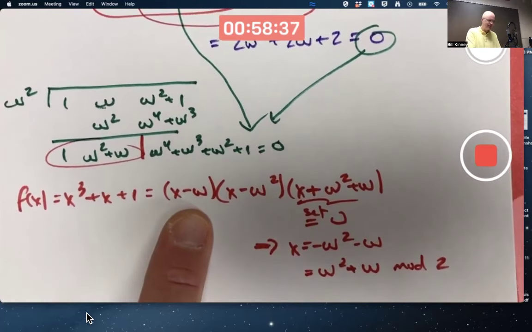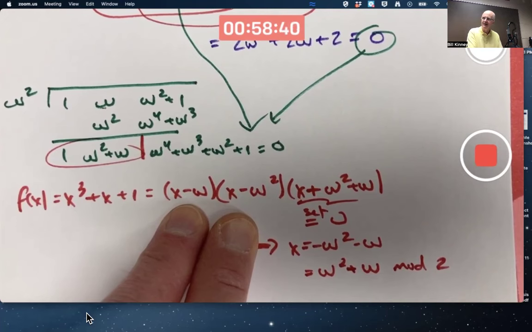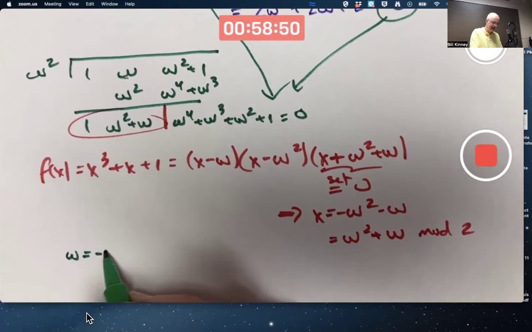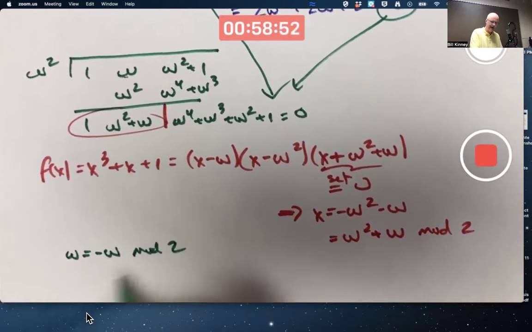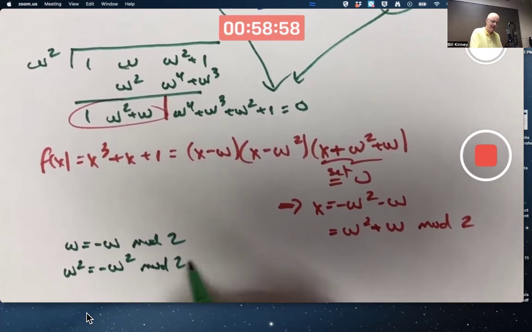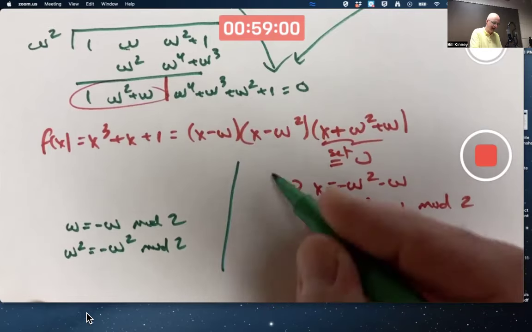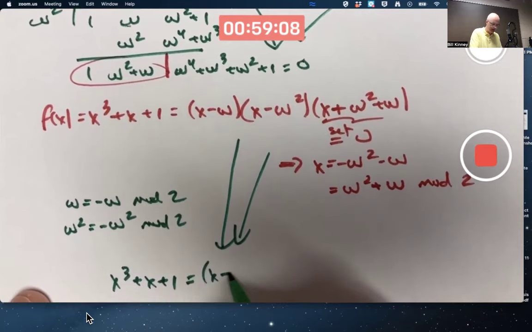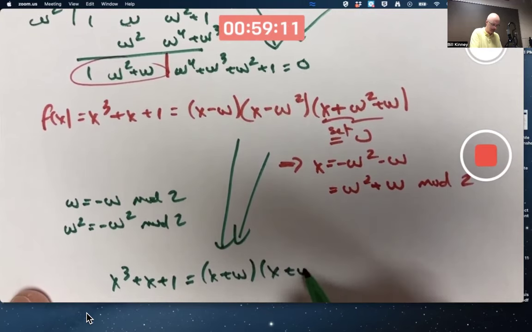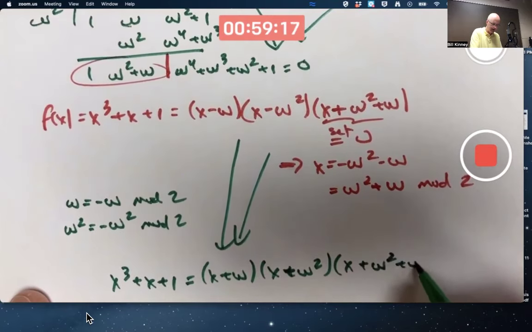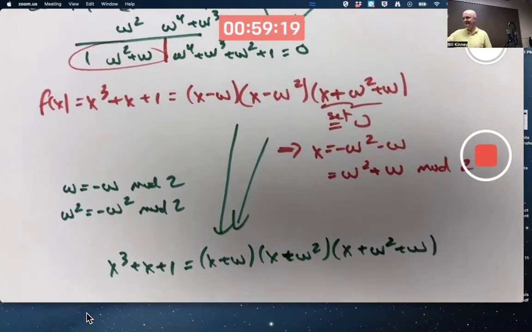You might say, well, should minus signs be here and here? The answer is they don't have to be. Omega is the same as negative omega mod 2, and omega squared is the same as negative omega squared mod 2. So in fact, I could factor f with all positive signs as well. I could write f of x, which is x cubed plus x plus 1, is x plus omega times x plus omega squared times x plus omega squared plus omega, if you just don't like having minus signs in it.